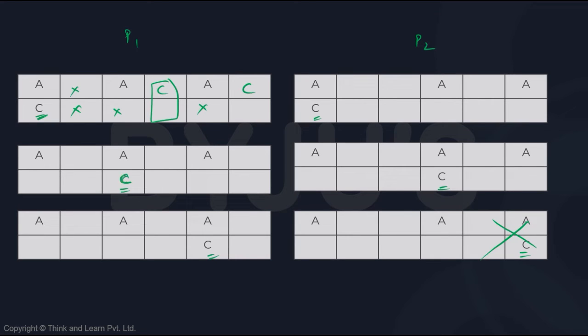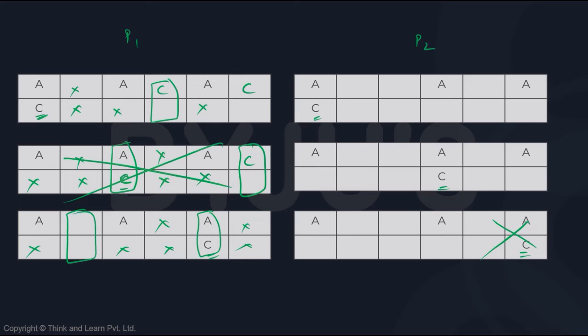Similarly, if C is here, then these two cannot be C's. This is not C, this is not C, because AC is already done. So now we have only one gap, only one C can come. So this is not existing at all. Similarly, if you see A and C here, these cannot be C's. This cannot be C, this cannot be C, because AC is gone. Again, only one slot, one C can come. 3 C's we need. So this is not there.